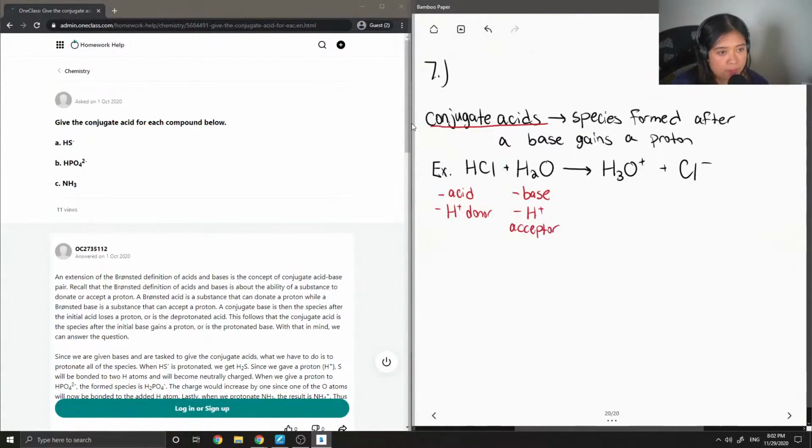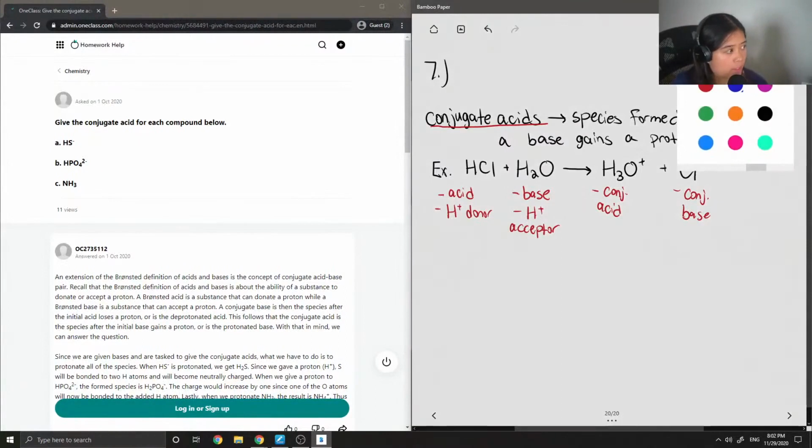So after the base gains the proton, it becomes H3O plus. And this is our example of the conjugate acid. And for chlorine, Cl minus, this is our conjugate base. So it is the species formed after the acid donates a proton.